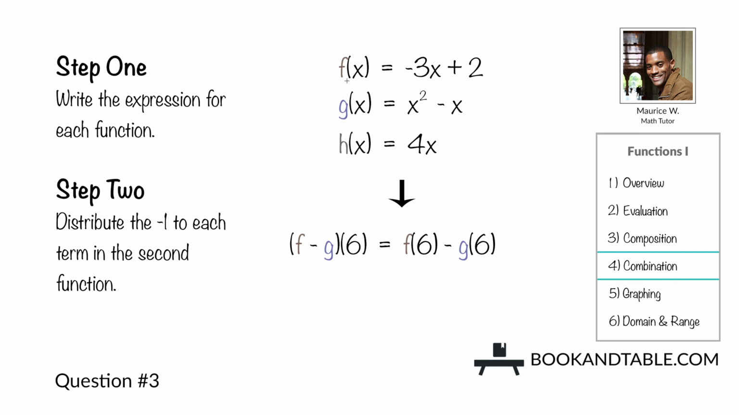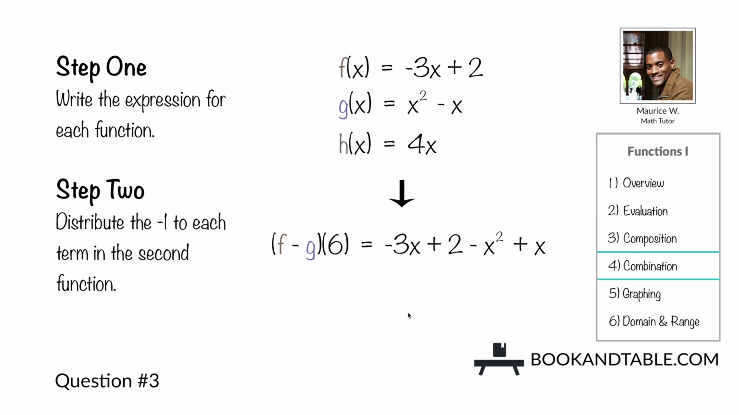So step 1, write the expression for each function, f and g. That would be negative 3x plus 2 minus x squared minus x. Step 2, distribute the negative 1 to each term in the second function. Negative 1 times x squared will give us negative x squared. And negative 1 times negative x will give us positive x.